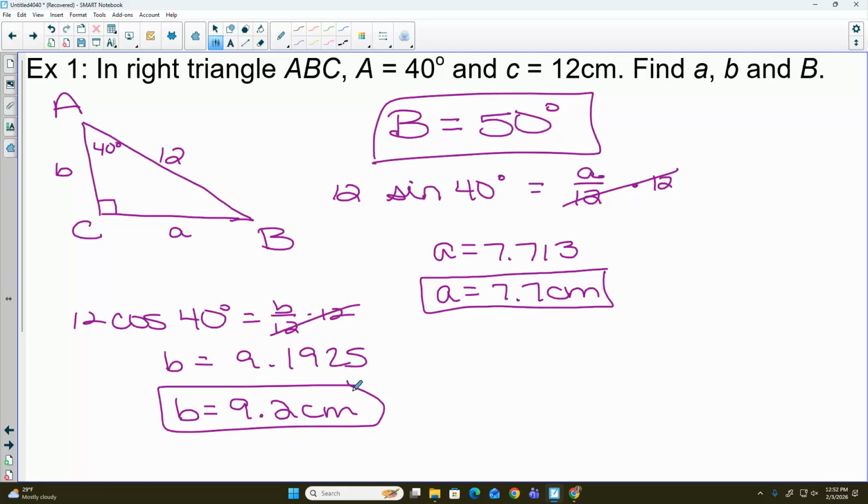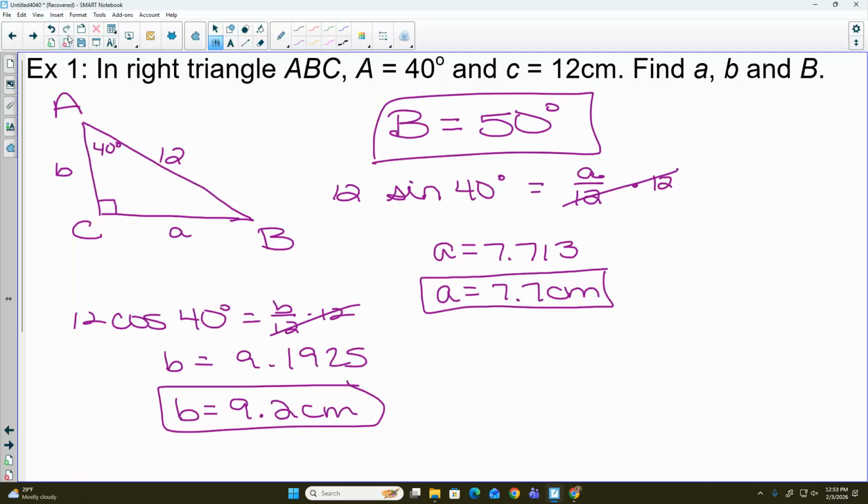This one, if you do the Pythagorean theorem, it does work out the same, but sometimes there's a slight difference. It shouldn't be a big one. All right, so we found all the missing pieces. Is that one okay? I want you guys to do the one right beside it.